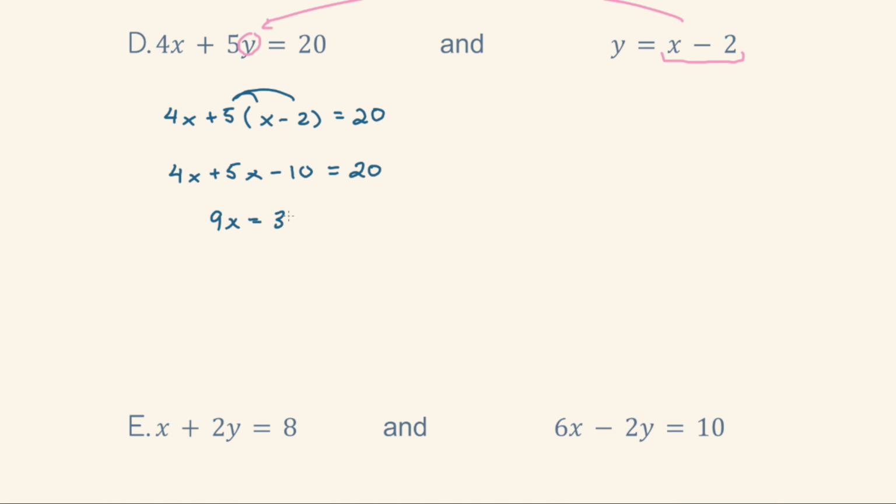That's going to be 30. And now if we divide both sides by 9, you're going to get x is equal to 30 over 9, which simplifies to 10 over 3.